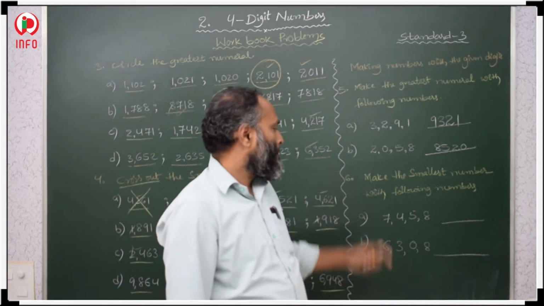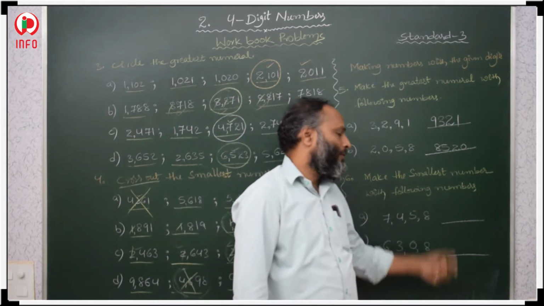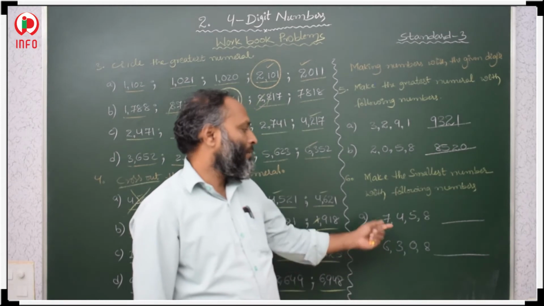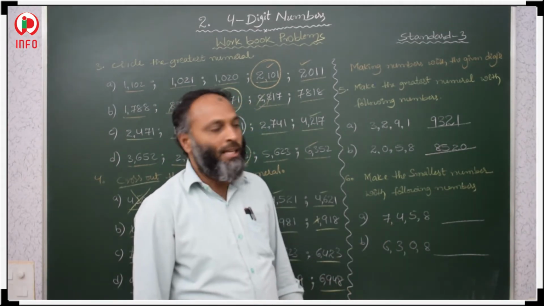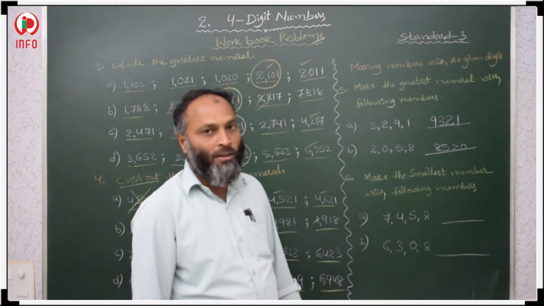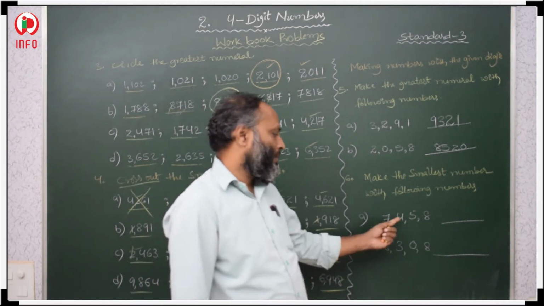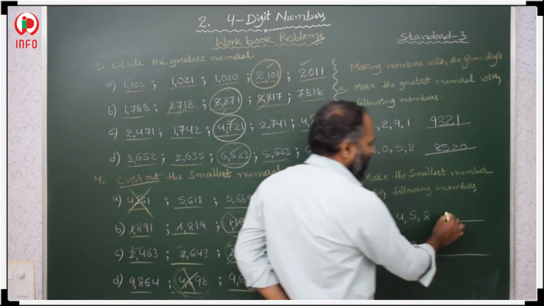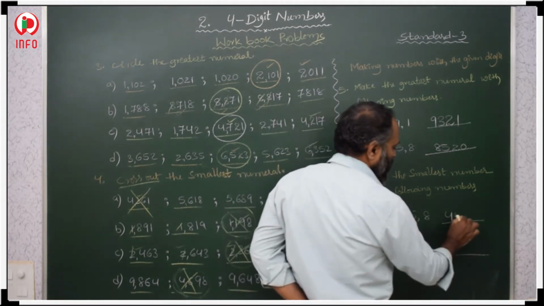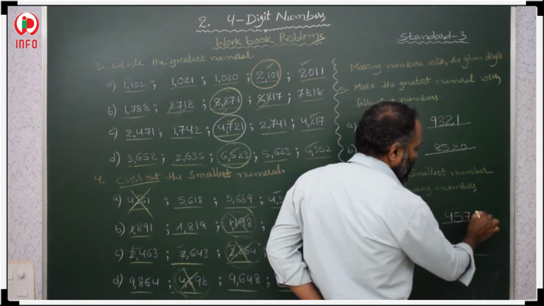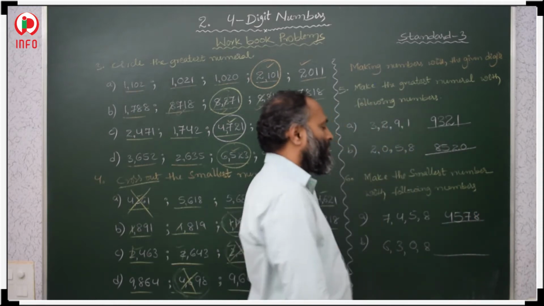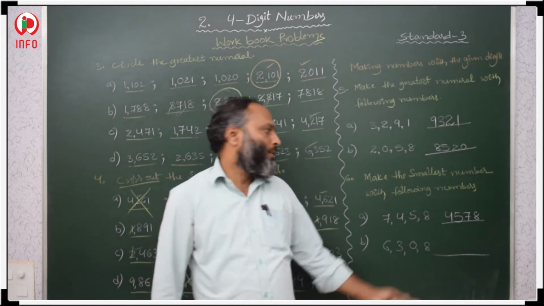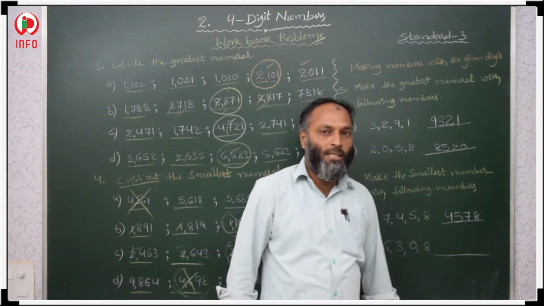Then in this, make the smallest number with the following numbers. The smallest number we have to form. Smallest number means we have to arrange in ascending order, increasing order. First we have to take the smaller one, the reverse of this. What is the smaller one? 4. Then after that 5, then after that 7, 8. Ascending order, increasing order we have to arrange. Then we will get the smaller number by using these digits.